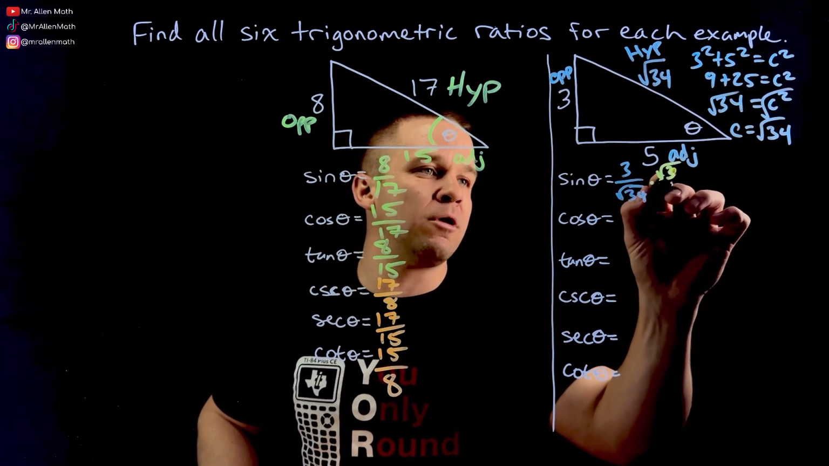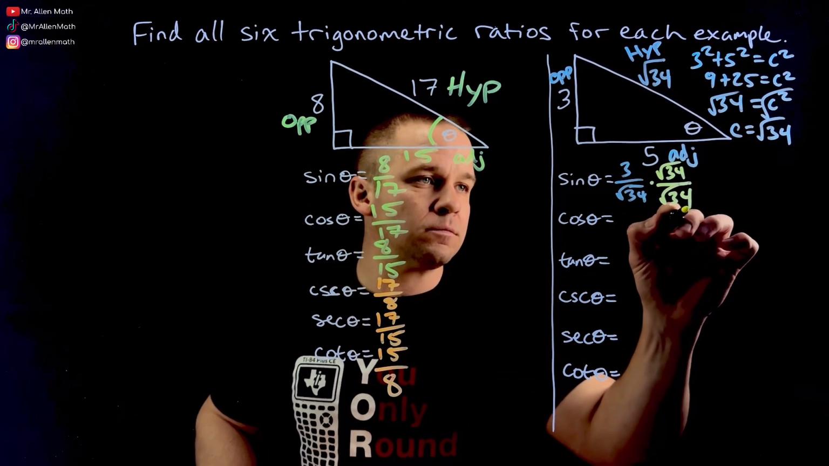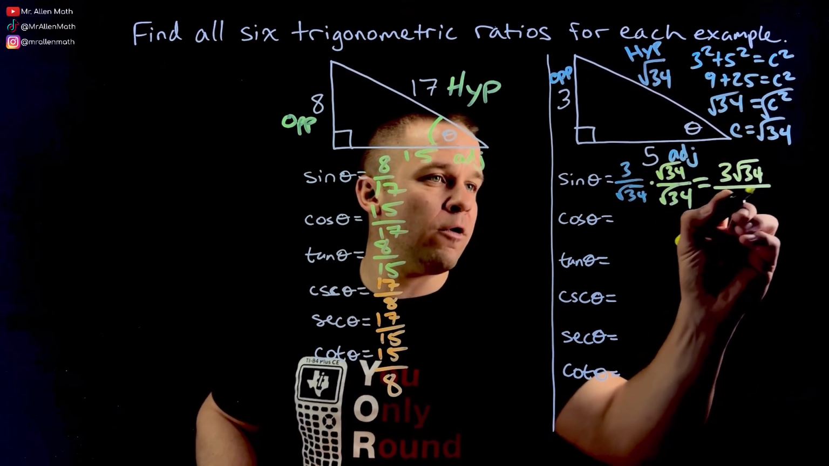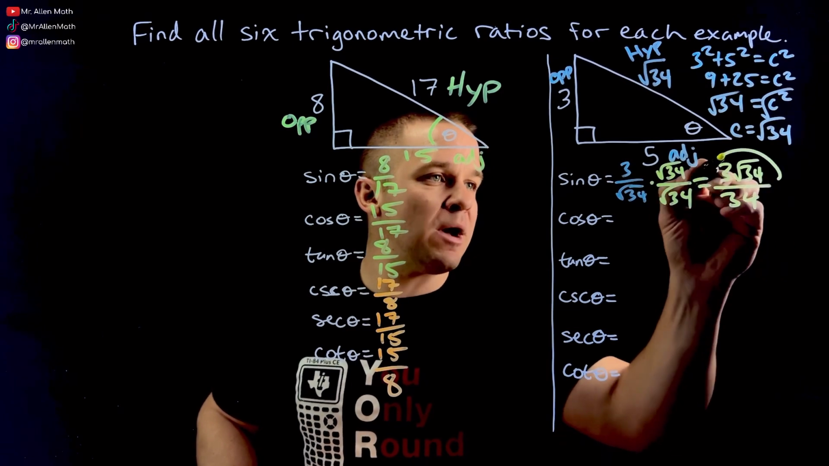We got to multiply by root 34 over root 34. That's going to give me 3 root 34 over 34. So this is my final answer.